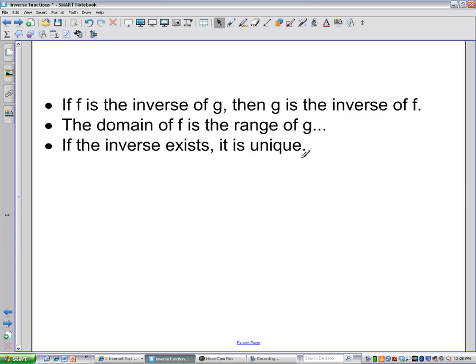A couple of things that tells us. One is that a function can only have one inverse, and a function can only be the inverse of one function. That's the unique part. The other is this: if the inverse exists, what does that mean? You might be thinking, does it mean that not every function has an inverse? Well, yes, it does. Not all functions have inverses. So we want to go from there.